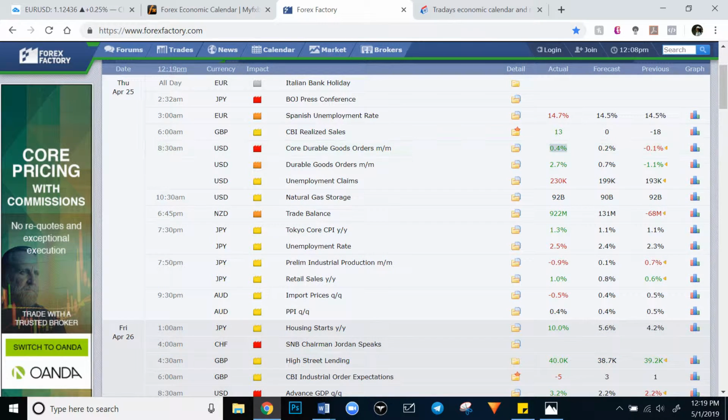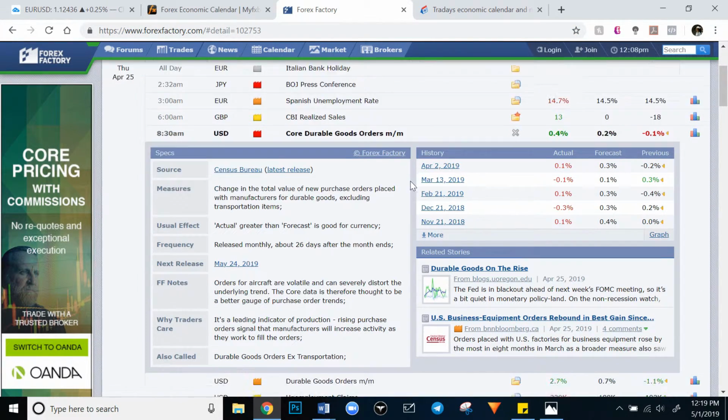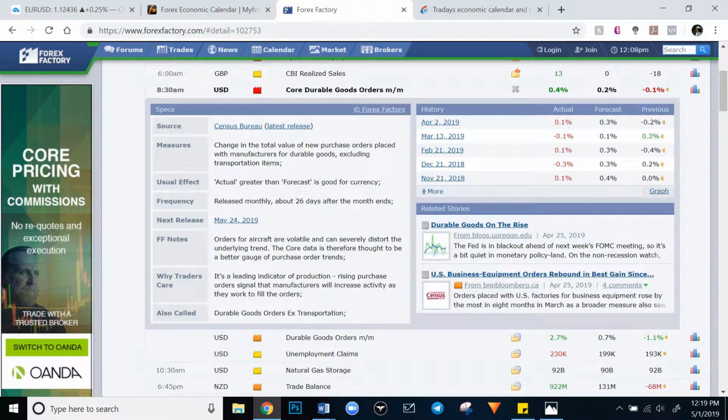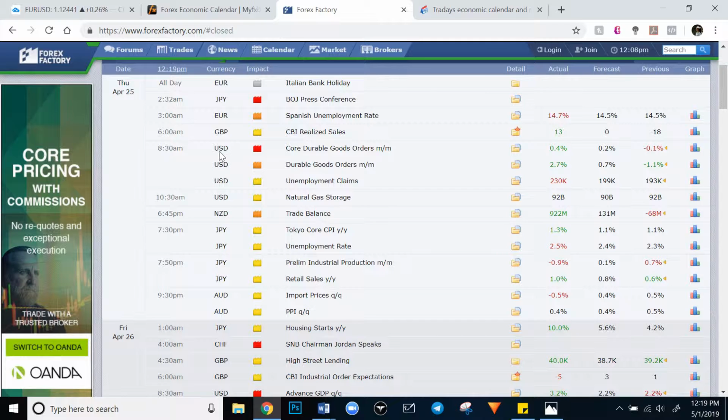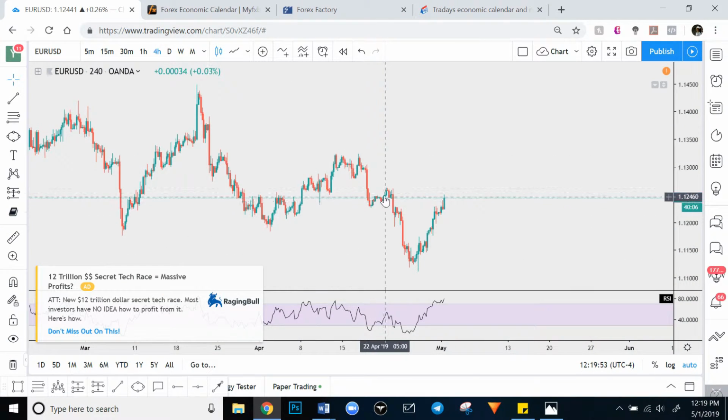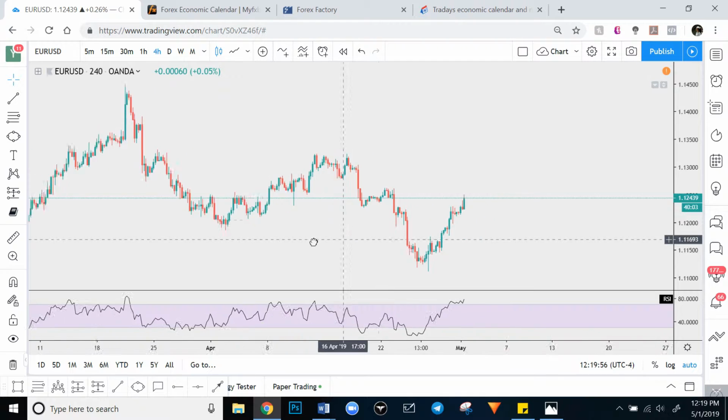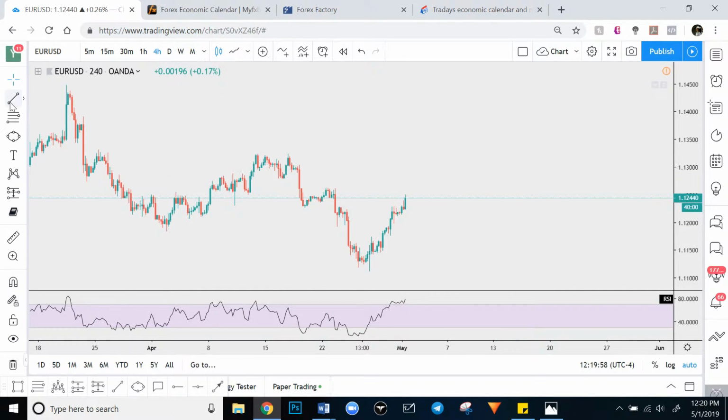It was good. So Core durable goods orders. Let's see what this is. It shows you the change in total value of new purchase orders placed with manufacturers, durable goods excluding transportation items. So what this means is it is the purchase of new goods, simply, and it's good, right? And that's USD high impact. You head over and it's April 25th. They have already driven prices down the week before.